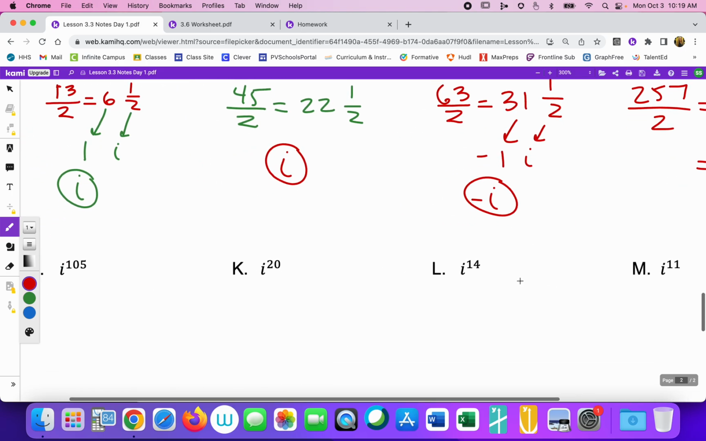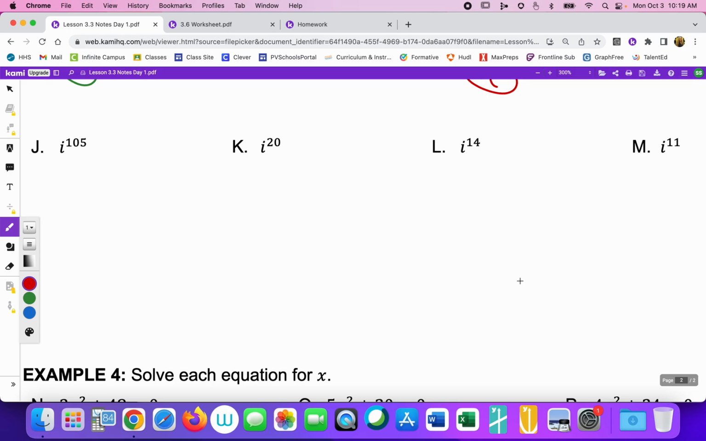So try the next 4 on your own. I'll give you a moment to do that. You should get either a positive i, a negative i, a positive 1, or a negative 1. It's one of those 4. Your alternative is to break it into a bunch of i to the 6th or otherwise, which would take a while, depending on how big the number is. So the answer should be either 1, negative 1, 1i, or negative 1i.